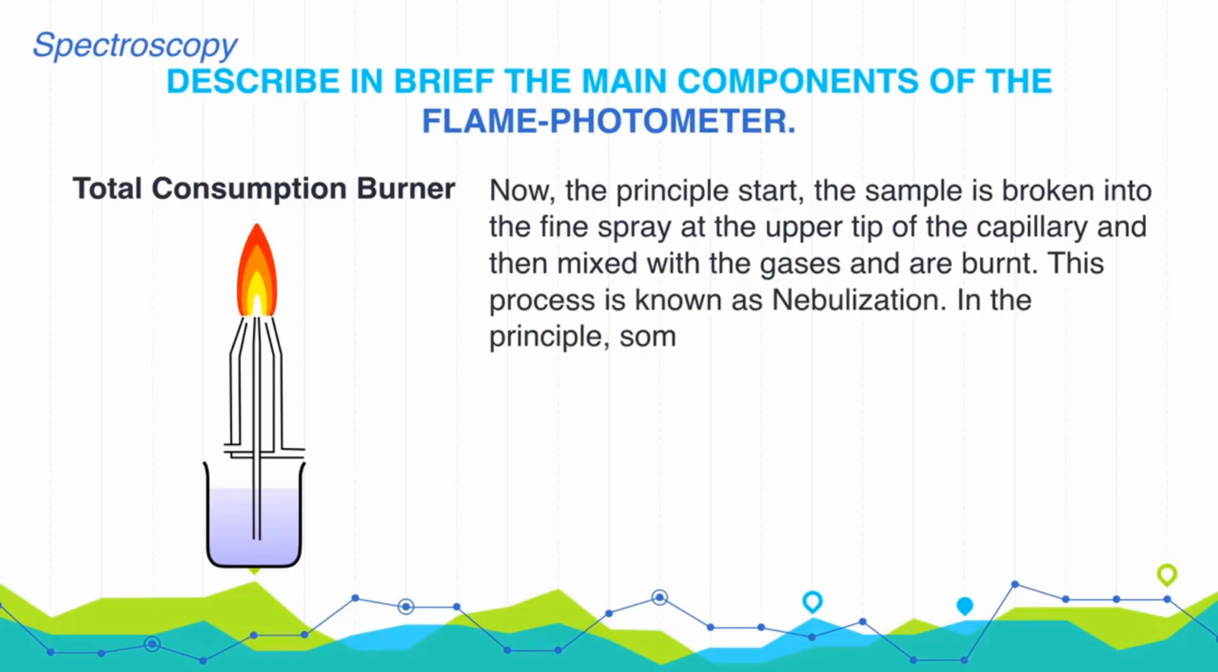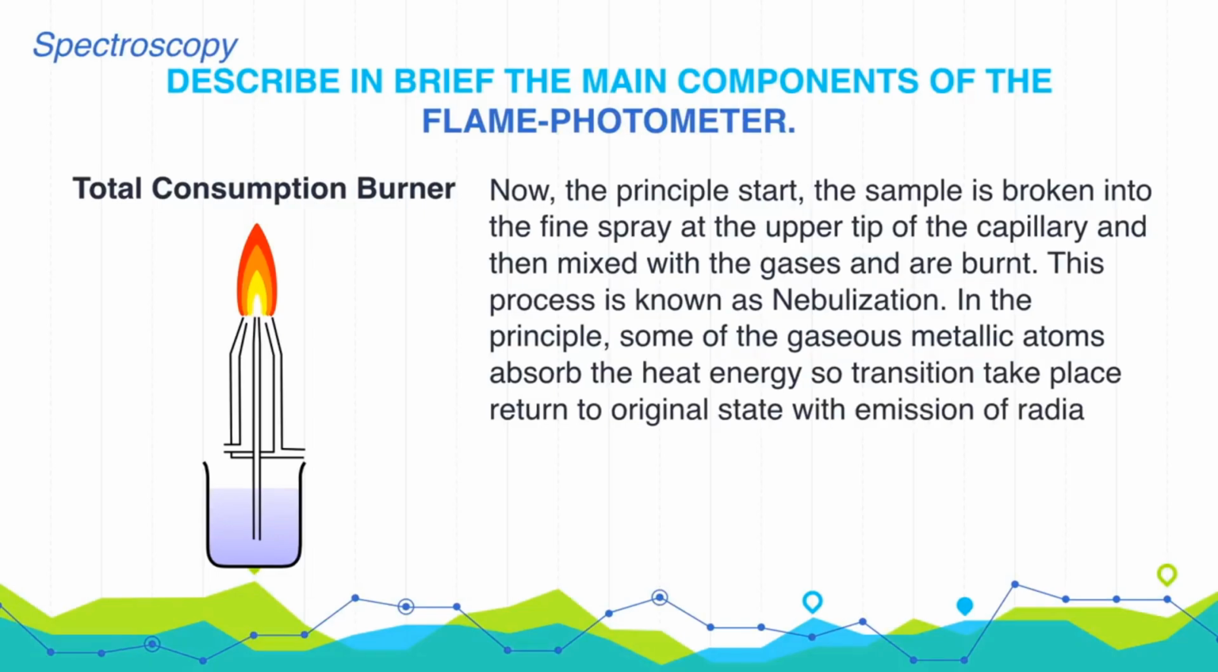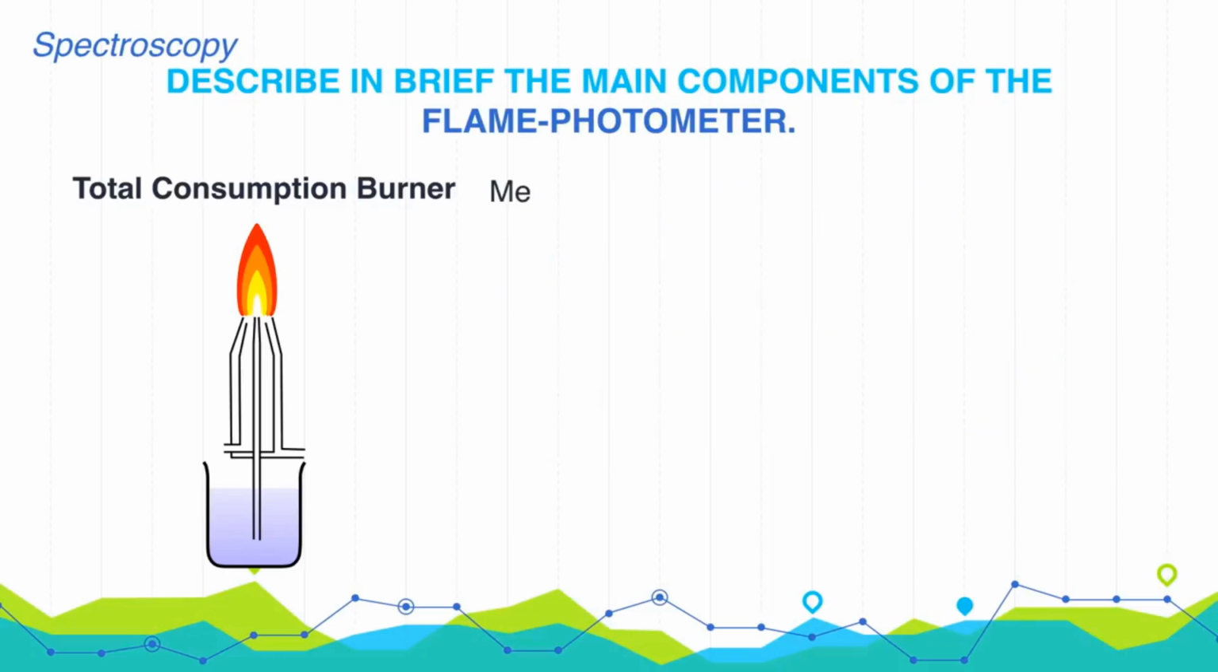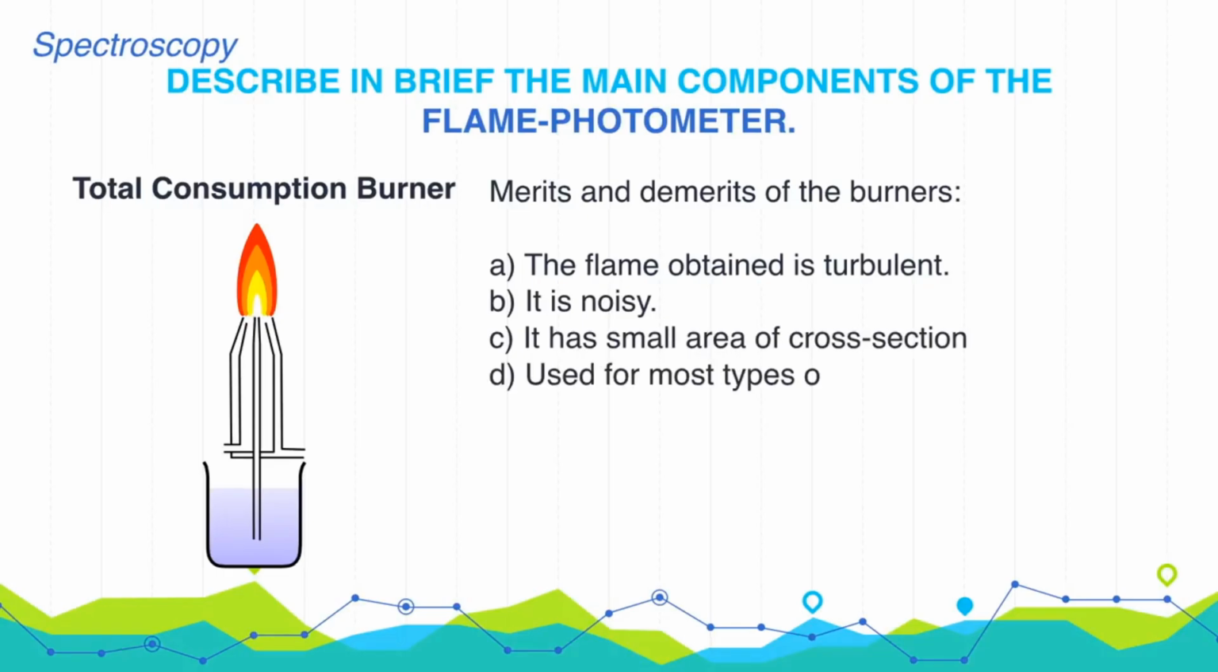In the principle, some of the gaseous metallic atoms absorb the heat energy. So transition takes place from the ground state to the excited states. When the excited atoms return back to the ground state, they emit radiations. So let's talk about the merits and demerits of this burner. First, the flame obtained is turbulent. Second, it is noisy. Third, it has a small area of cross section. And the last, it is used for most types of flames.